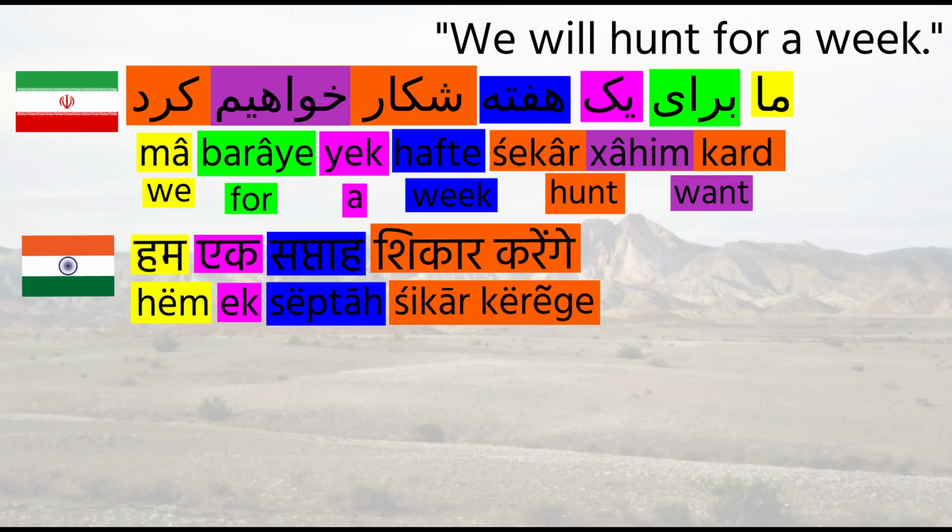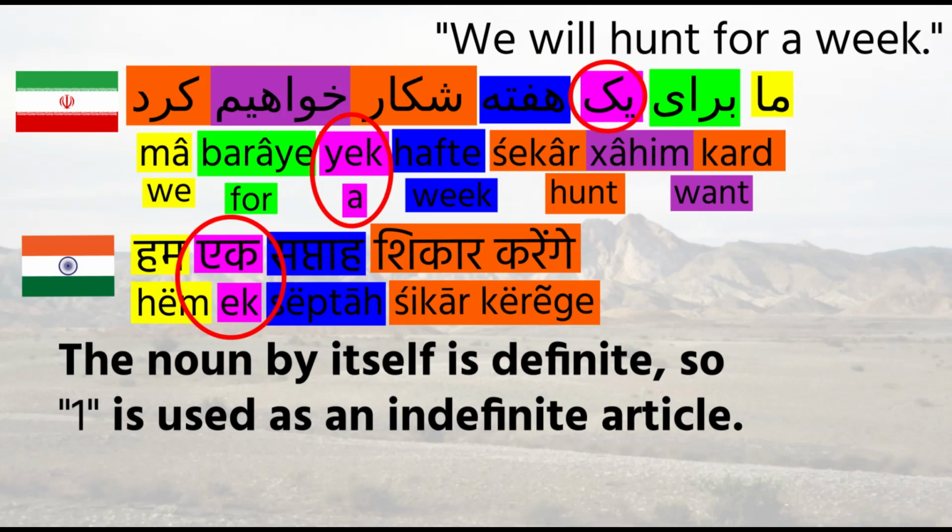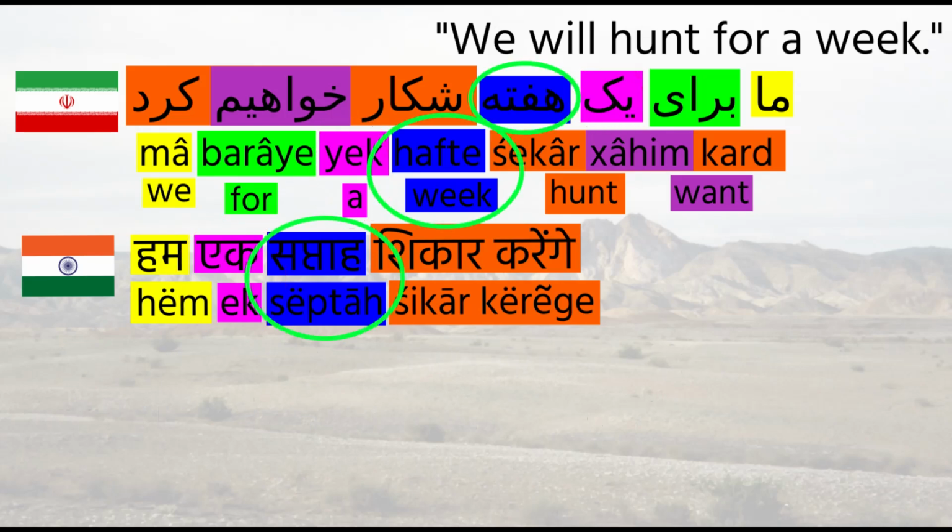We already saw earlier that the subject pronouns are different, the first person plural forms. Next we have the word for one. In Persian and Hindi, the noun itself is already definite, so to make it indefinite, you add the number one, which is the indefinite article, both of them being cognates. یک, एक.